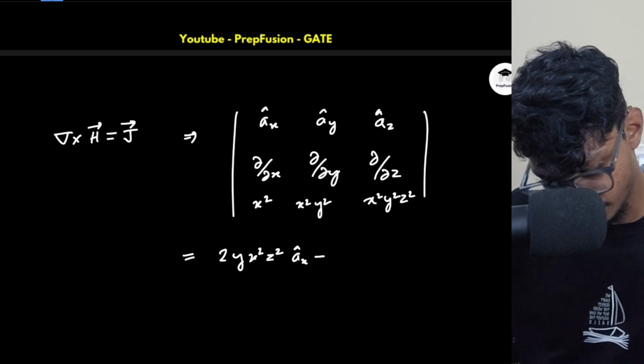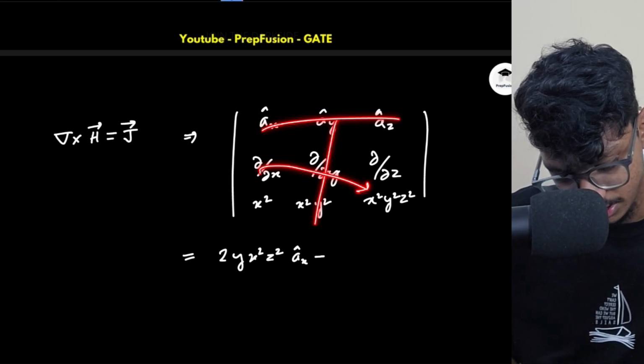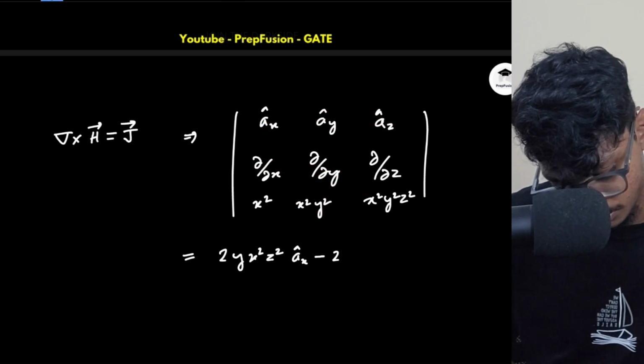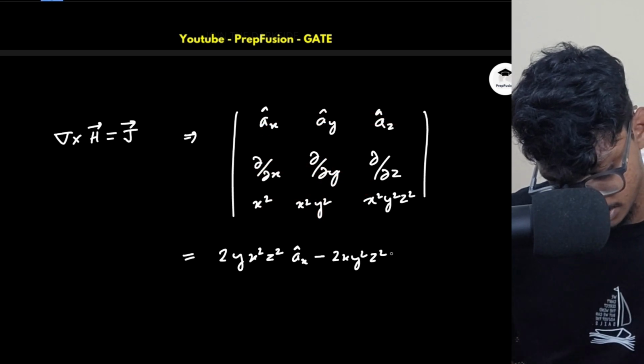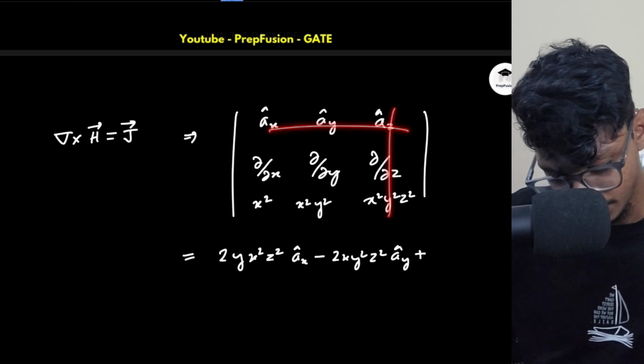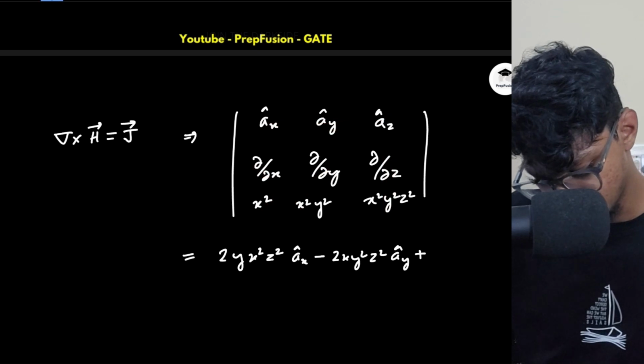Now let's do the ay cap component. Again, if I do this component, this will be 2x y square z square minus 0. So 2x y square z square ay cap, plus the z cap component, right? Again, this is 2x y square minus 0.